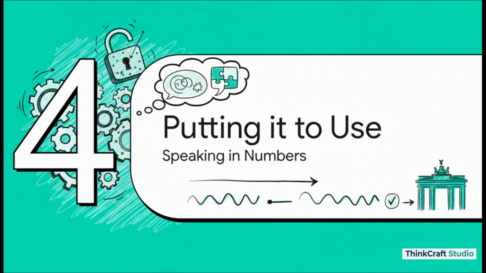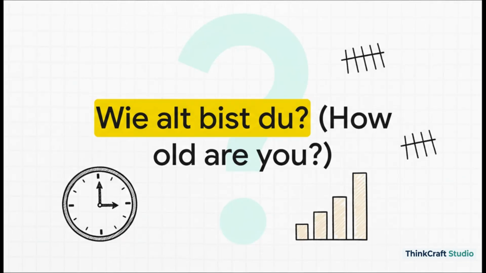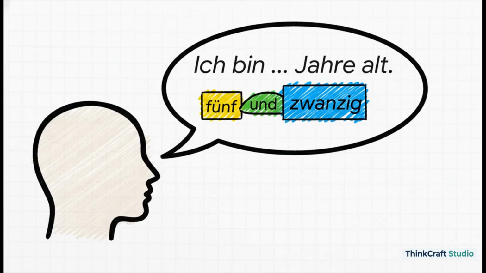Okay, so we've cracked the code in theory. Now let's see how this whole thing actually works in a real conversation. Because knowing the rule is one thing, but actually using it is where the real fun begins. And a perfect example is one of the first questions you'll ever get asked in German. Wie alt bist du? Or, how old are you? Your answer, of course, is going to need a number. And here's how you'd reply. Ich bin fünfundzwanzig Jahre alt. And there it is, our 5 and 20 used perfectly and naturally in a complete sentence to say, I am 25 years old.